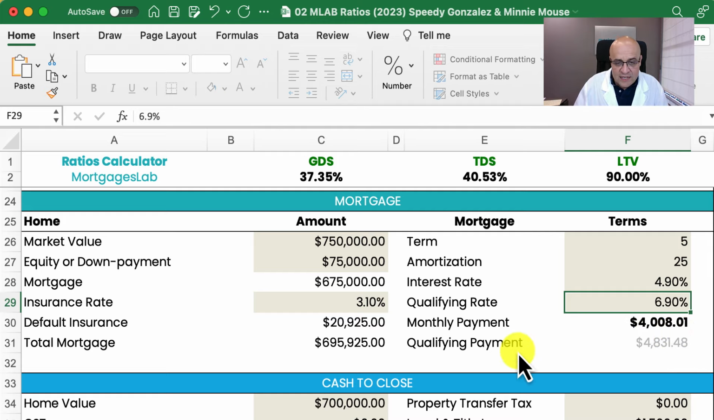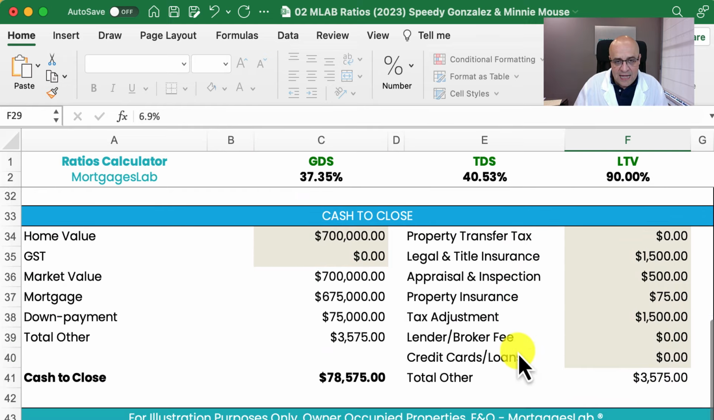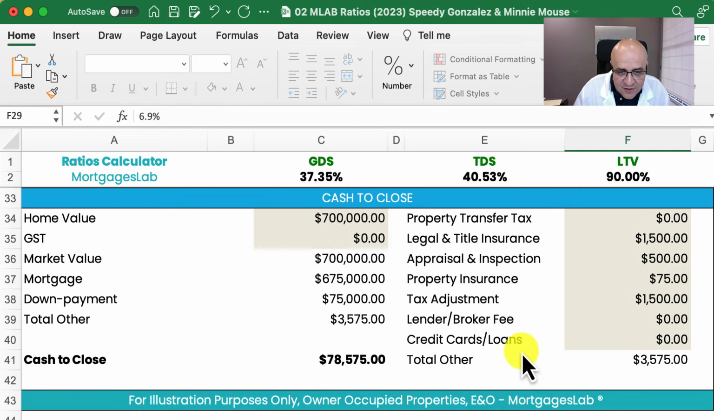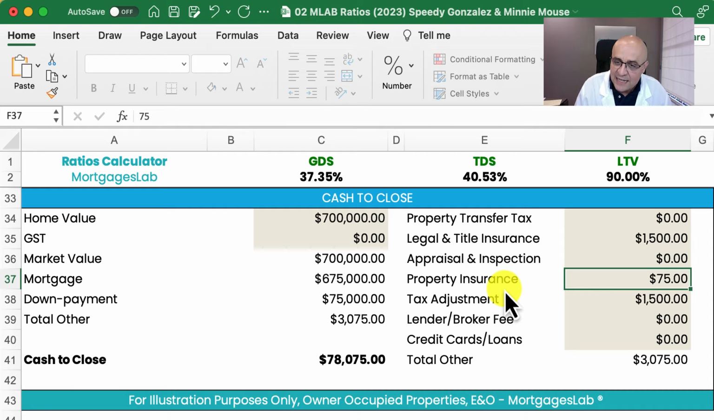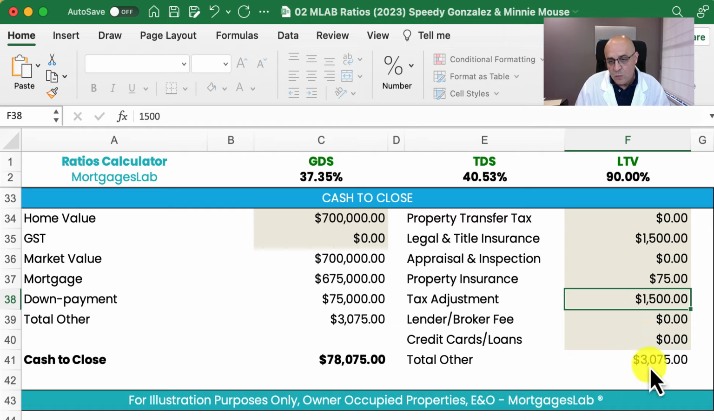Okay, and over here we'll talk about what other expenses are there in order to purchase the home. For example, if there's any property transfer tax, depending on your province, if there's any legals or title insurance, any appraisals required. In this case, the appraisal is zero because the down payment is less than 20%, and I can explain later why. You have property insurance, any tax adjustments. So we know in this example that there will be an additional $3,000 on top of the down payment. So you make sure that everything is accounted for.